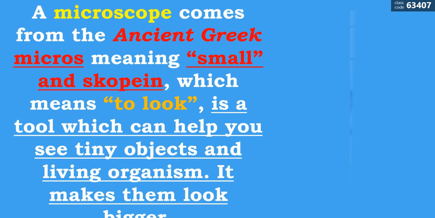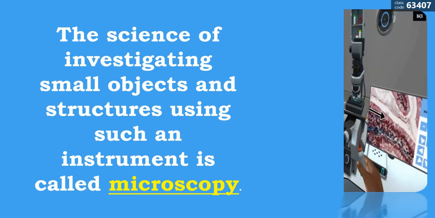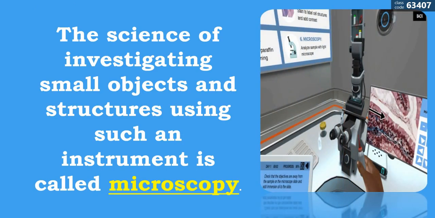Okay, so start with. A microscope comes from the ancient Greek micros, meaning small, and skopein, which means to look. It is a tool which can help you to see tiny objects and living organisms. It makes them look bigger. The science of investigating small objects and structures using such an instrument, or using a microscope, is called microscopy.